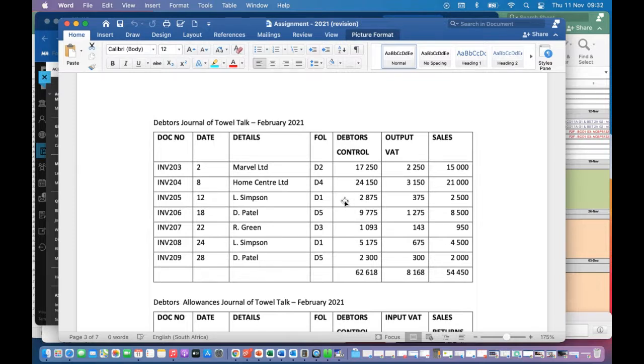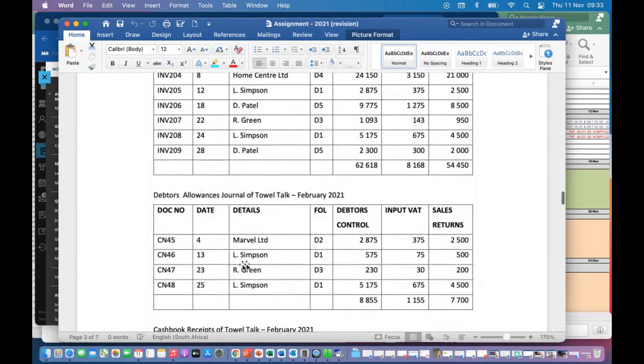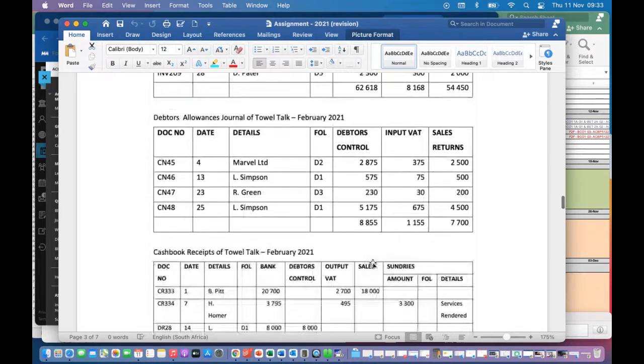Okay, I'm just going to identify all the places with L. Simpson. Then we'll go back. Okay, so that's going to increase. So we're going to debit that amount. Remember, debtors is an asset. So it increases on the debit side, decreases on the credit side. Okay, right. We go to the debtor's allowance. Do we have him? Or sorry, it's actually a her. Yes, we have her, and that was a 575. That's going to be credited because it's going to reduce what she owes us.